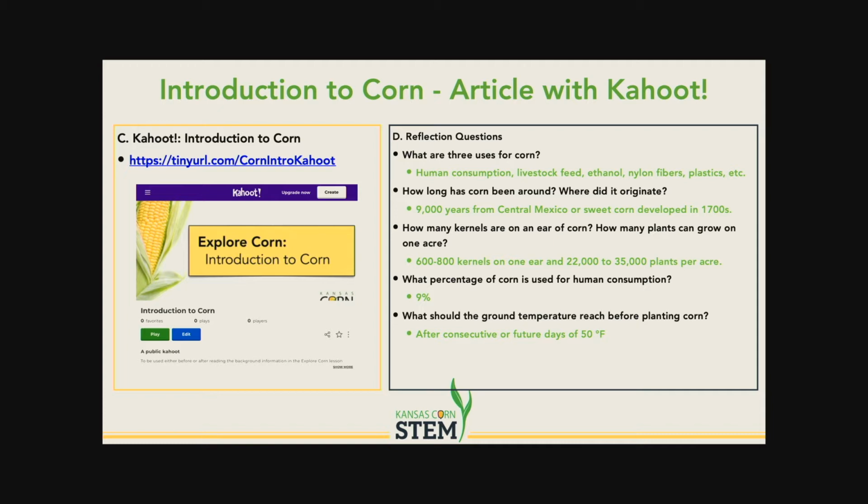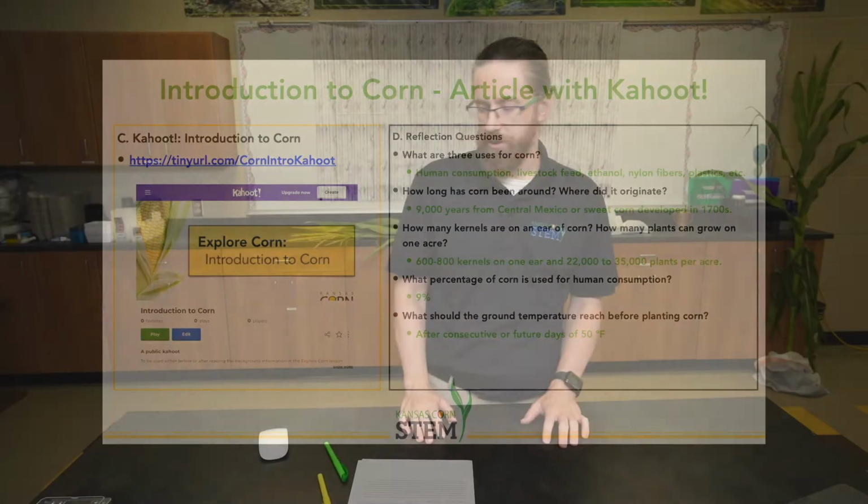Again, we looked at what are some uses for corn: human consumption, livestock feed, nylon fibers, we go in with that, ethanol production, right? Plastics, bioplastics and stuff. How long has corn been around and when did it originate? Yeah, we talked about that. How many kernels are on an ear of corn, right? And how many corn plants can grow on an acre? What percentage is used for human consumption? And what should ground temperature be when planting corn? We talked about that, 50 degrees Fahrenheit.